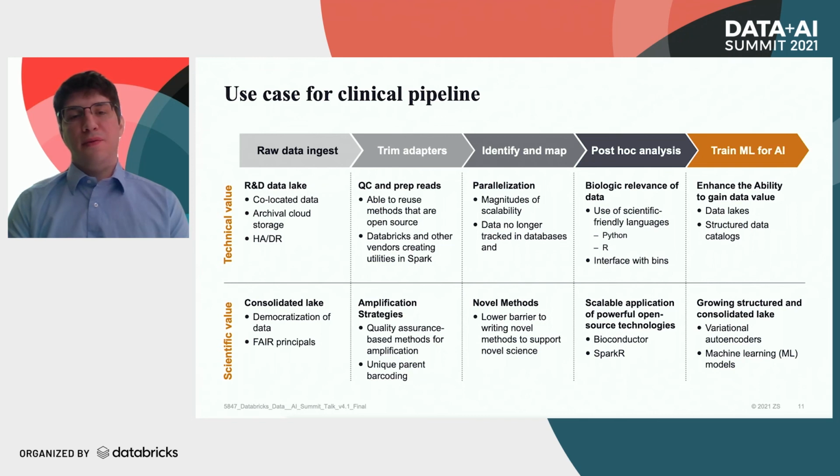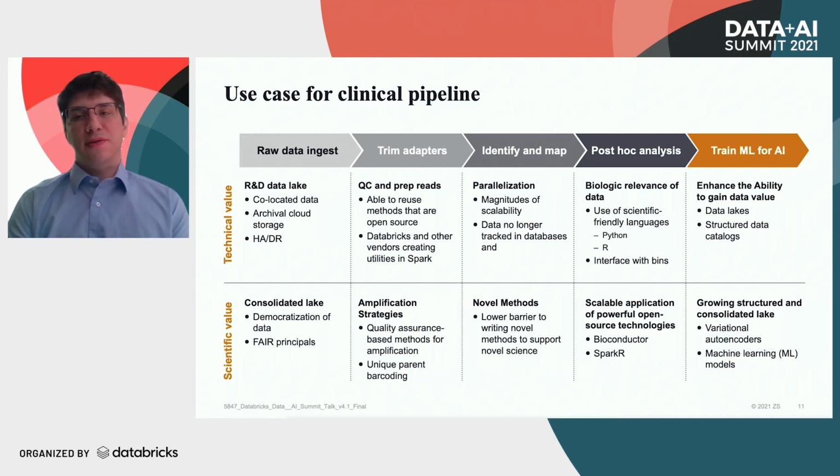All this in turn was broken out into technical and scientific value. Technical value being what are the performance and compute metrics, how much does it cost to actually run and scale this pipeline in the cloud. And then scientific value, in consideration of growing democratized data lakes, coming up with modern amplification strategies so we're not destroying the quality of our reads by amplifying and reading the amplified reads, and coming up with novel methods to identify and map. So again, this is lowering the barrier to breakthrough and novel science.